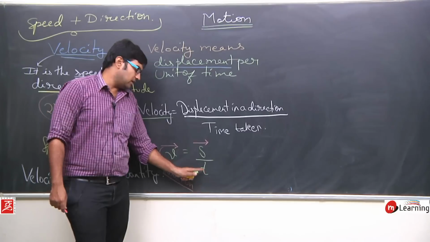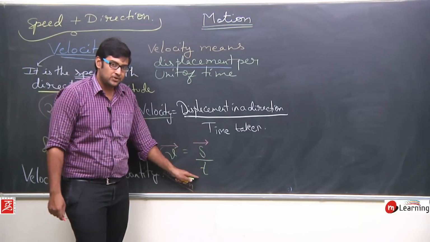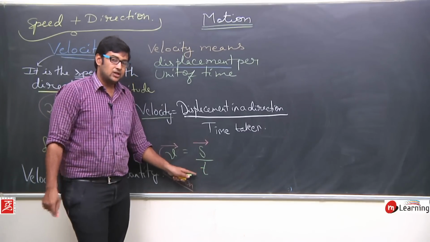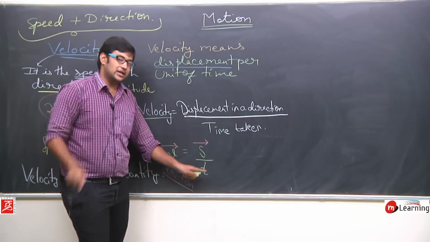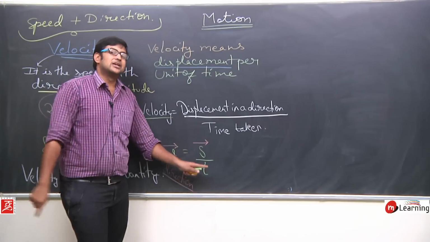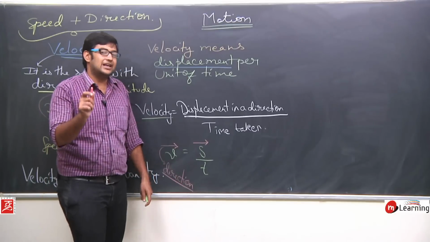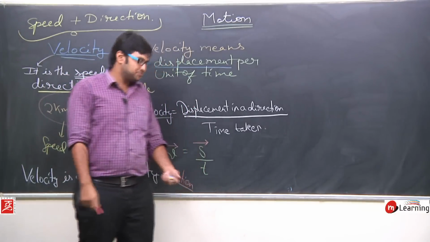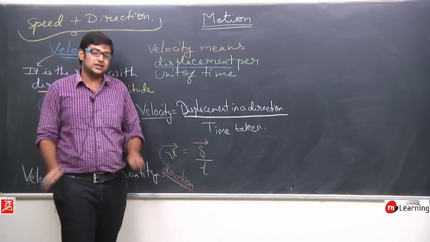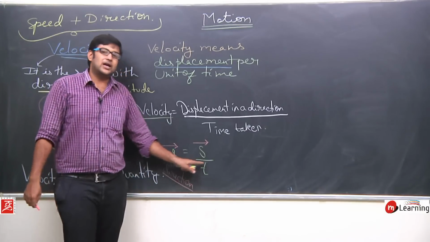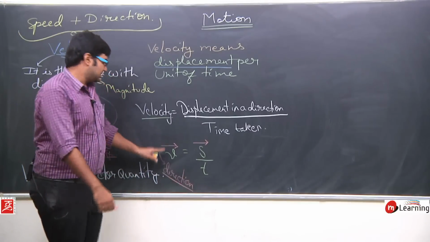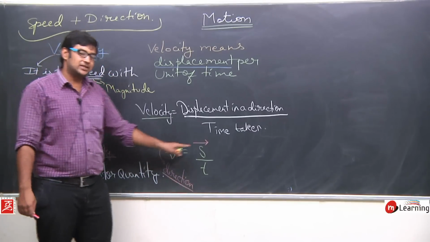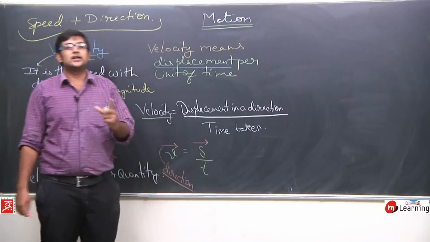Now should I put an arrow on this T as well? No, I will not put an arrow on this T, because time is a scalar quantity. Time is not a vector quantity, it's a scalar quantity, hence T represents no vector, so there is no arrow on it. So this is the velocity. Velocity is displacement per unit of time.